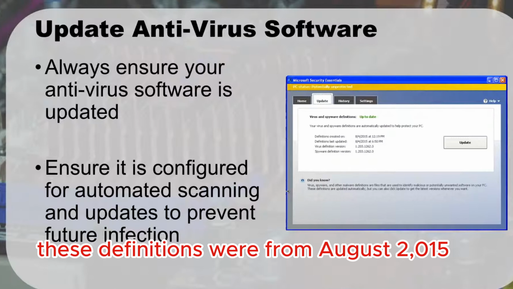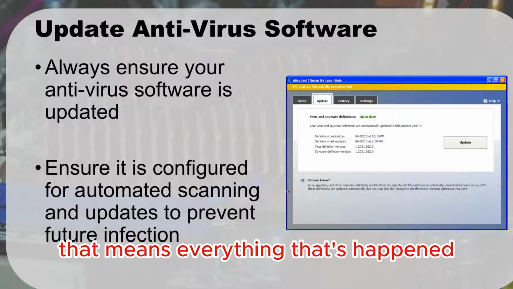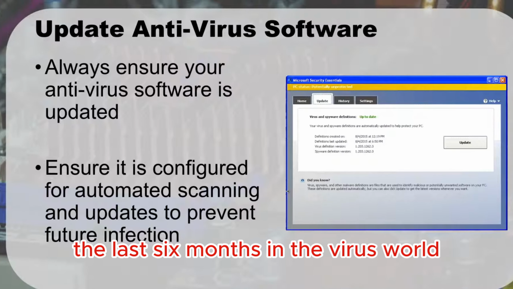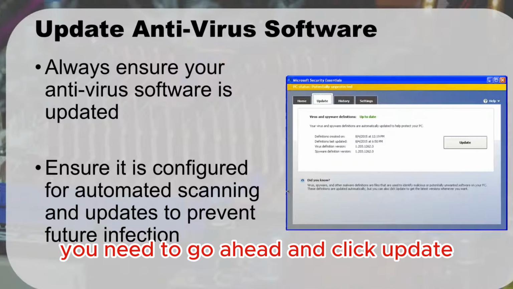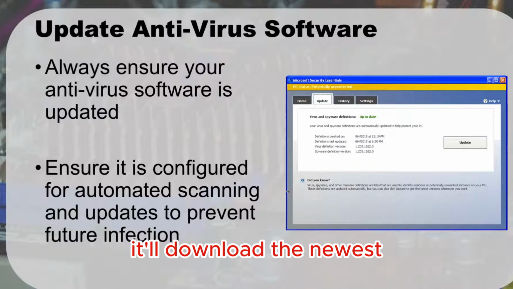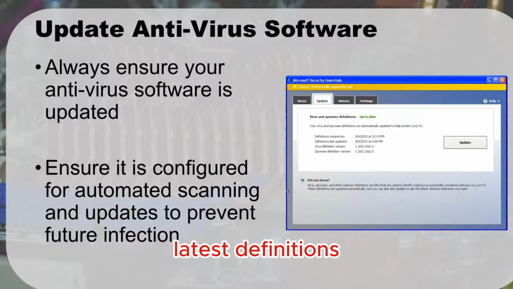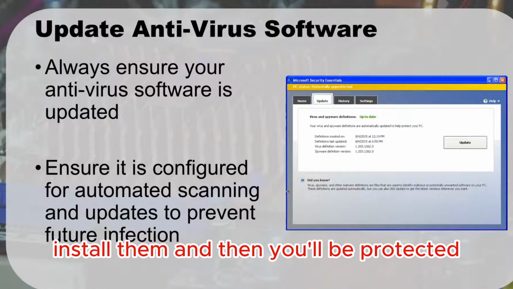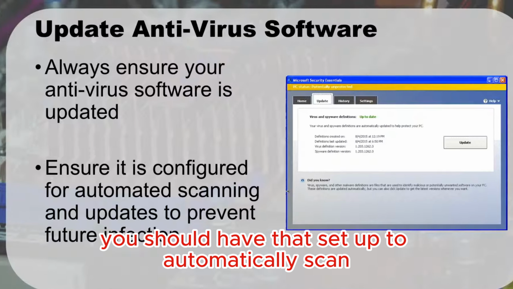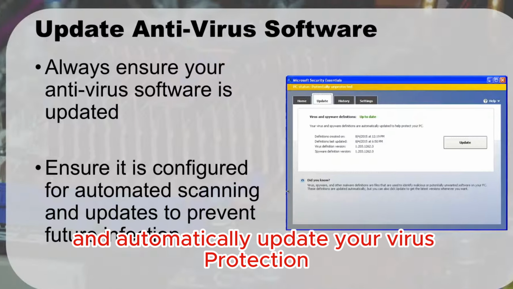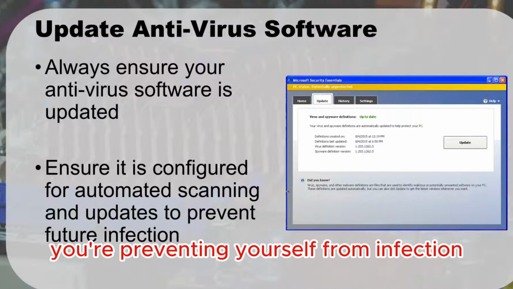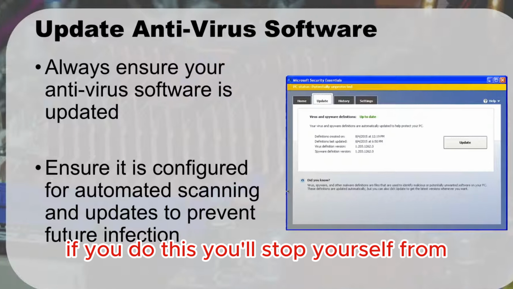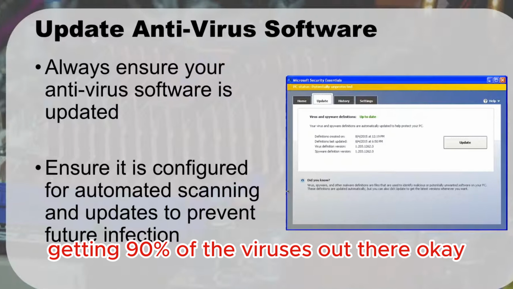These definitions were from August of 2015. That means everything that's happened the last 6 months in the virus world, your computer's not being protected from. So to protect you, you need to go ahead and click update. It'll download the newest, latest definitions, install them, and then you'll be protected. And again, you should have that set up to automatically scan and automatically update your virus protection at all times because you want to make sure you're preventing yourself from infection. If you do this, you'll stop yourself from getting 90% of the viruses out there, okay?